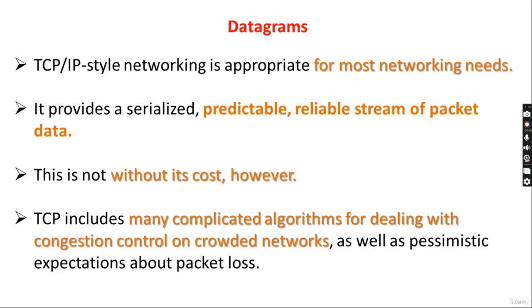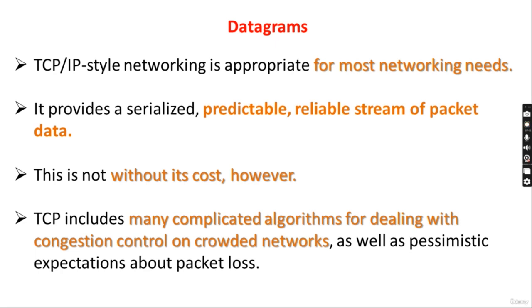Datagram. TCP/IP style networking is good for most networking needs. What is the advantage of TCP/IP style? Why is it generally used? Because it provides a serialized, predictable, reliable stream of packet data transfer. This is not without its cost, however. TCP includes many complicated algorithms for dealing with congestion control on crowded networks, as well as pessimistic expectations about packet loss.